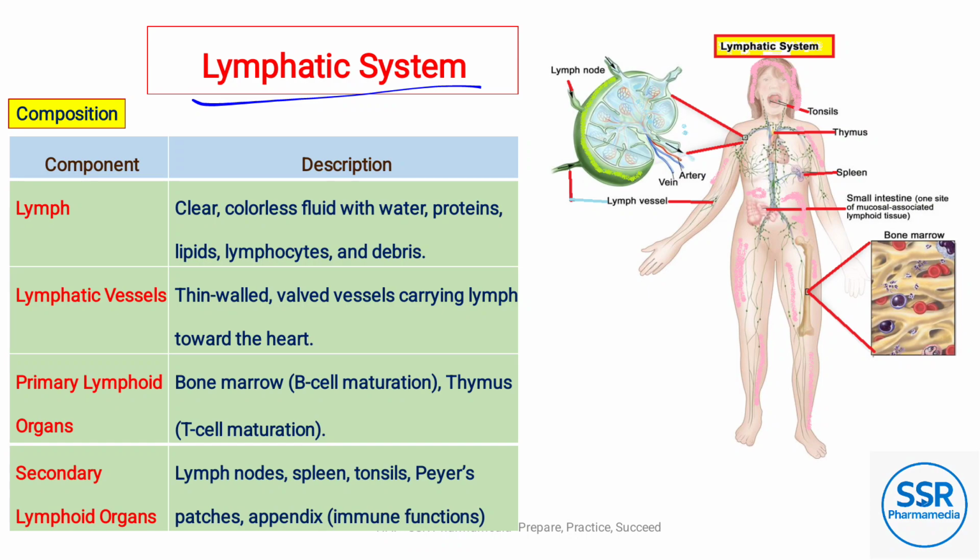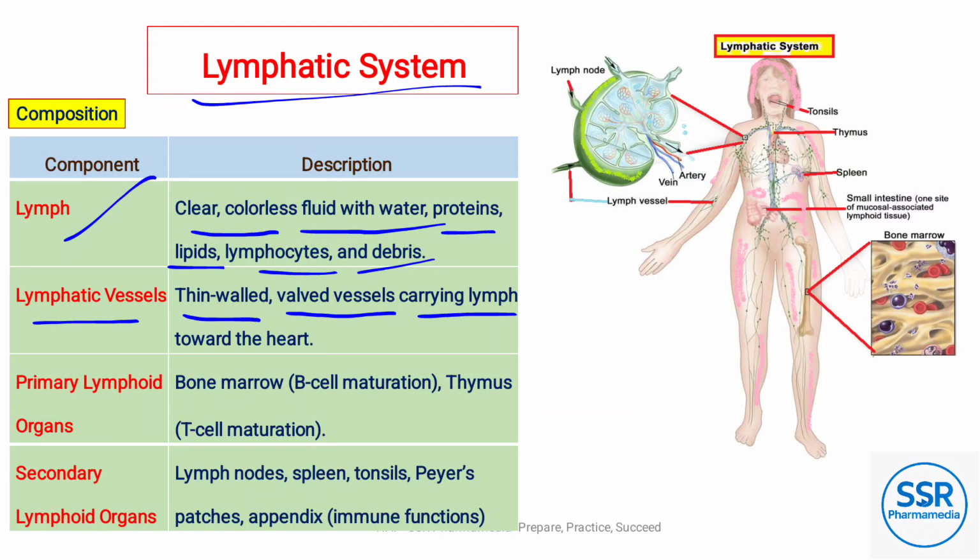So, lymphatic system components. Lymph is a clear, colorless fluid with water, proteins, lipids, lymphocytes and debris. Lymphatic vessels are thin-walled valved vessels carrying lymph towards the heart. Next, primary lymphoid organs. They are present in bone marrow, for B cell maturation, and in the thymus, for T cell maturation.